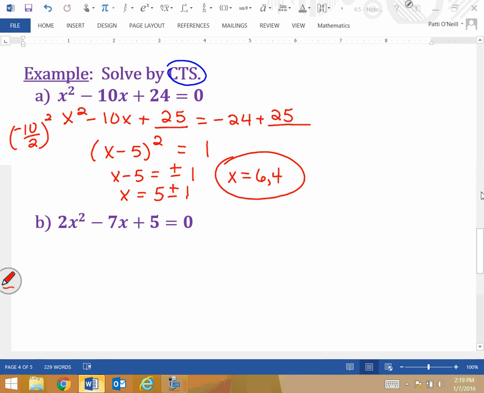We would have found the same answers if we went through and factored it, or if we did this approach by graphing.